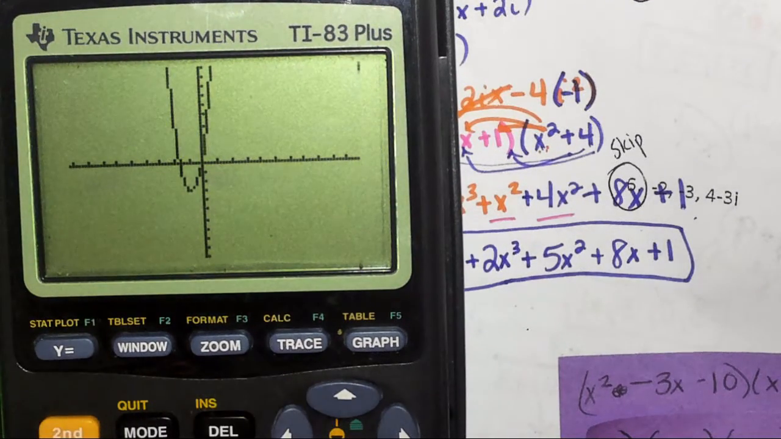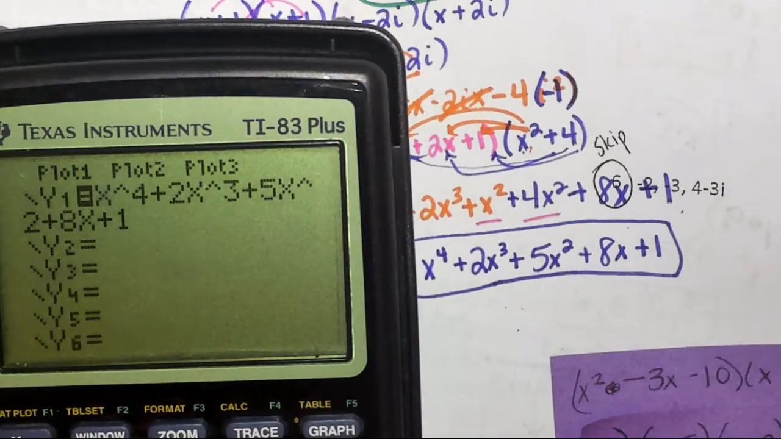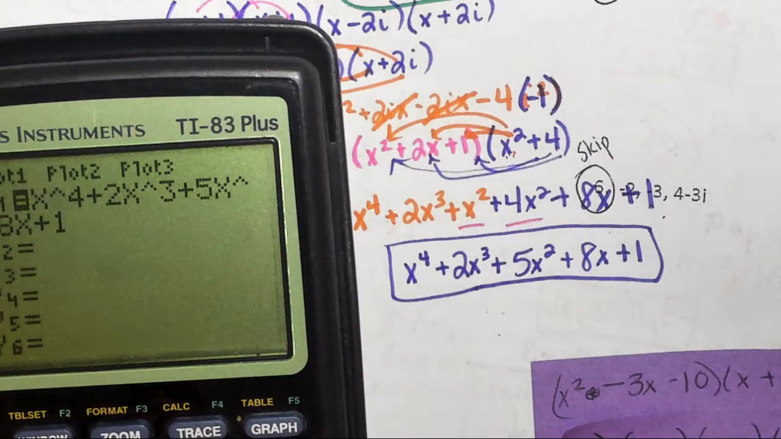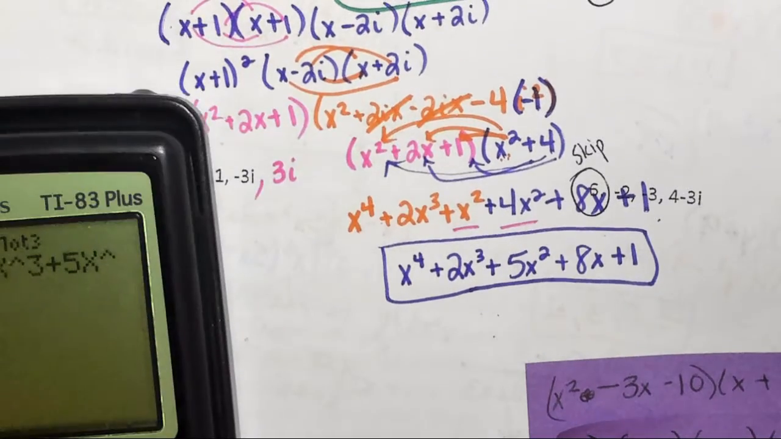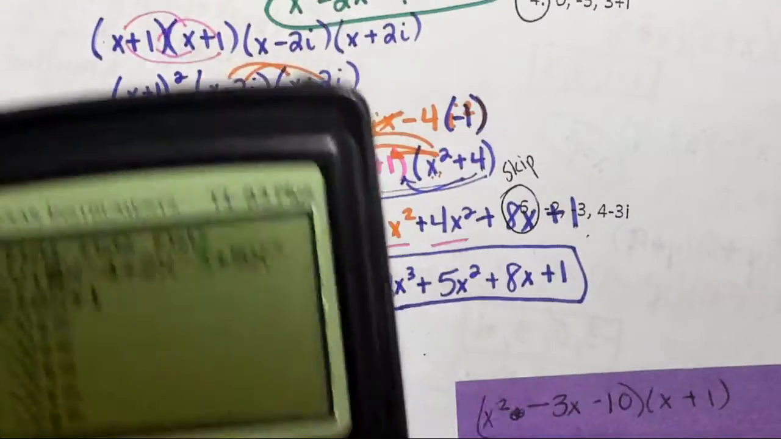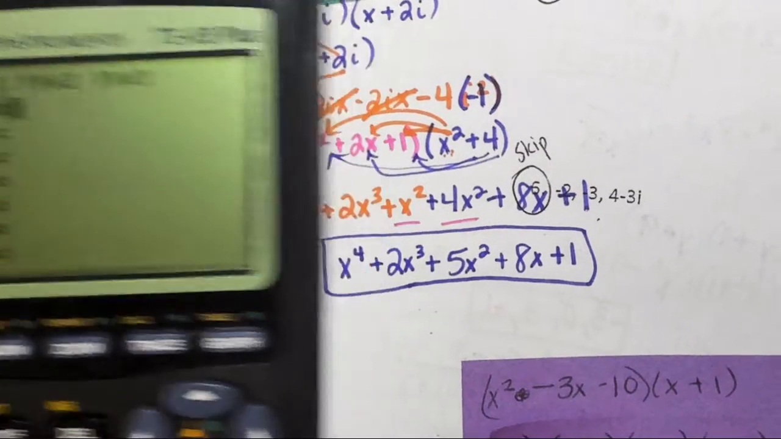And I've done something wrong. Let me see what I typed in. Y equals x to the 4th plus 2x to the 3rd plus 5x squared plus 8x plus 1. I've typed something wrong. I hate it when that happens.